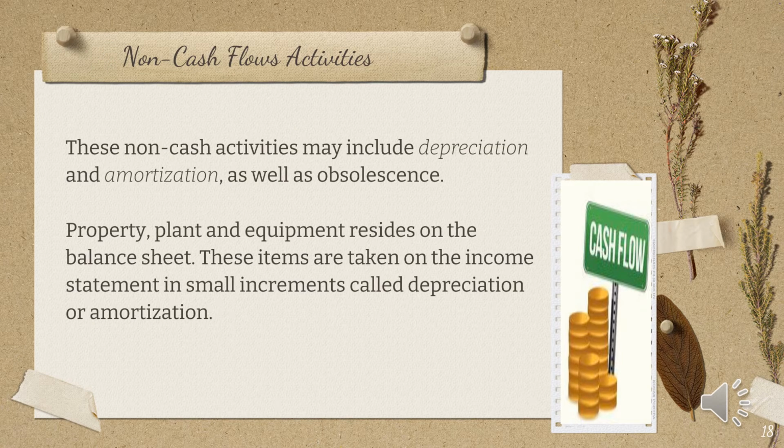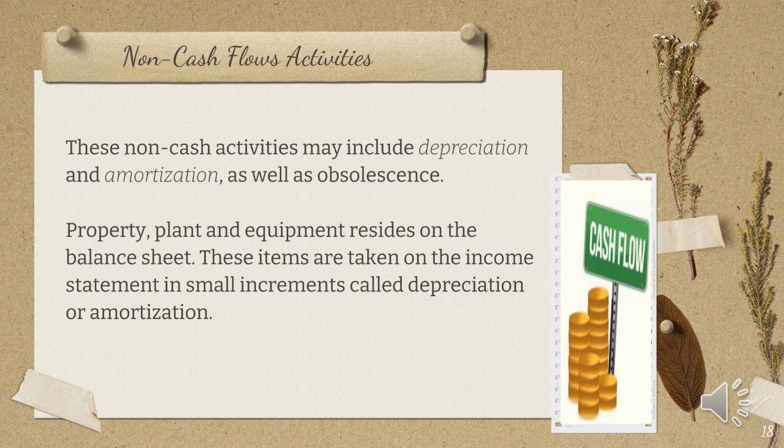Non-cash activities. These non-cash activities may include depreciation and amortization as well as obsolescence. Property, plant, and equipment resides on the balance sheet. These items are taken on the income statement in small increments called depreciation or amortization.